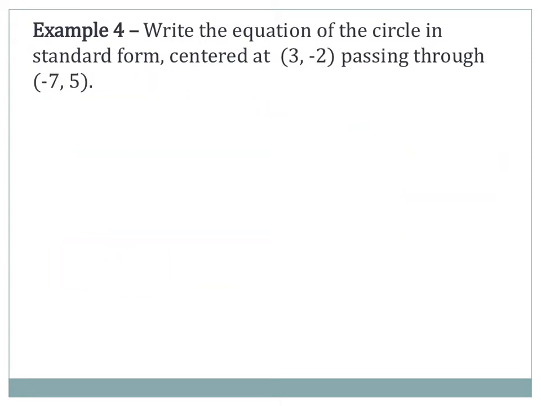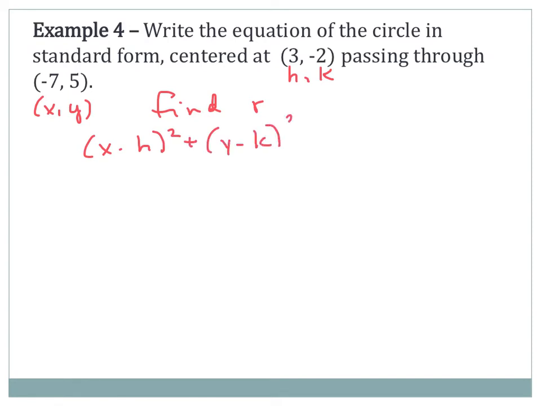Now we're going to write the equation of the circle in standard form, centered at (3, -2), passing through (-7, 5). Okay, this is (h, k). This is (x, y). And so in order to write your equation, you need to find the radius. So we have (x - h)² + (y - k)² = r². So we're going to substitute in. You've got (-7 - 3)² + (5 + 2)².